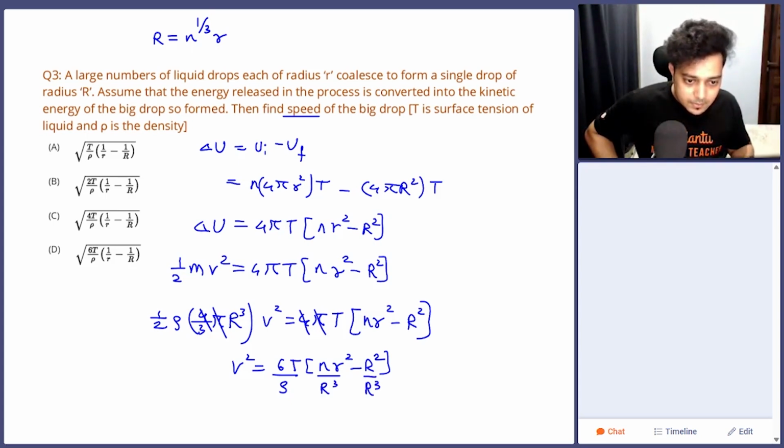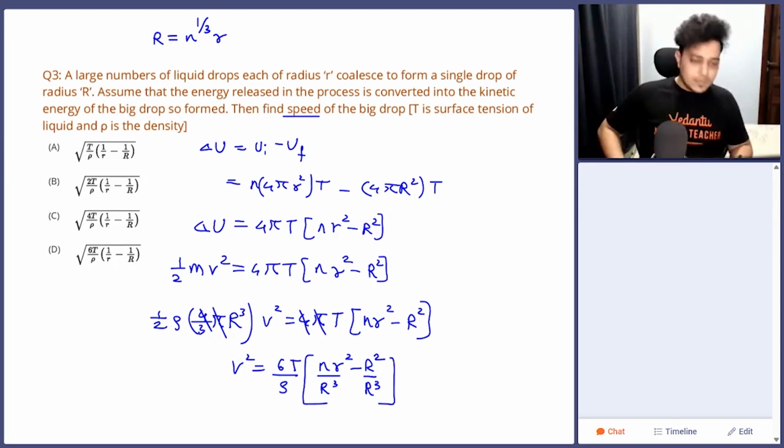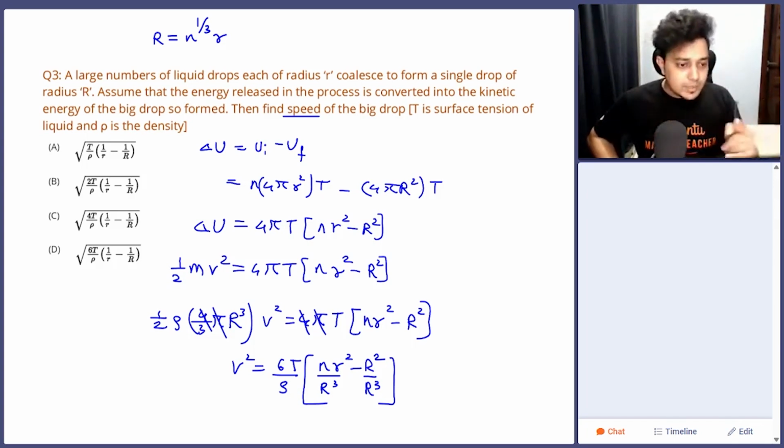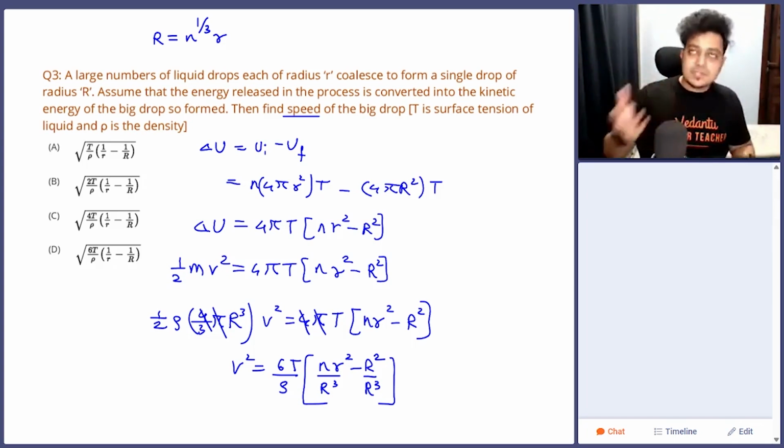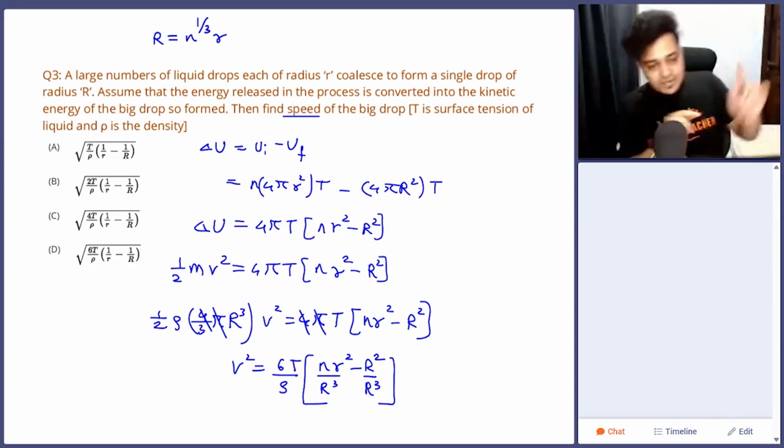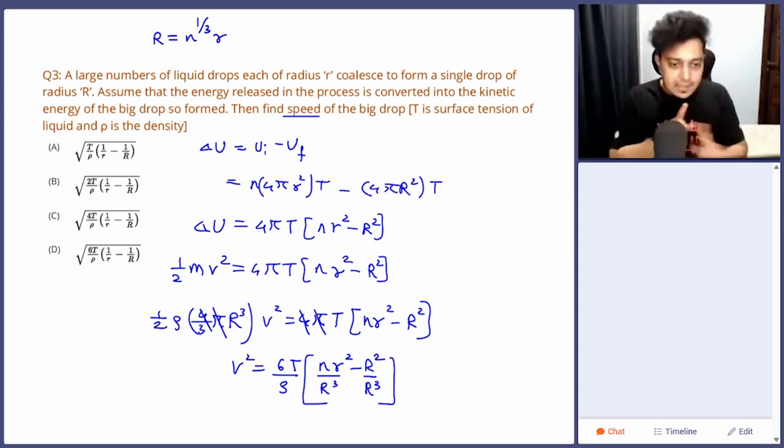I hope you're getting the calculation. So rho went down, 2 into 3, 6 went up, surface tension as it is, the bracket as it is, R cube went down in the denominator. So we can split the R cube for both the terms. And now we can take the square root.